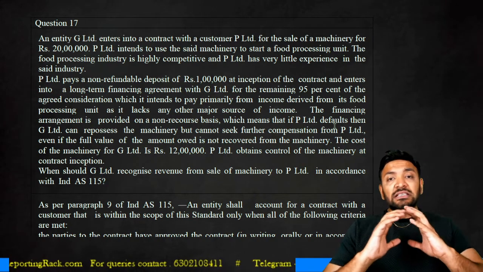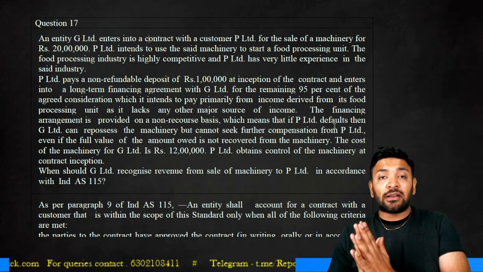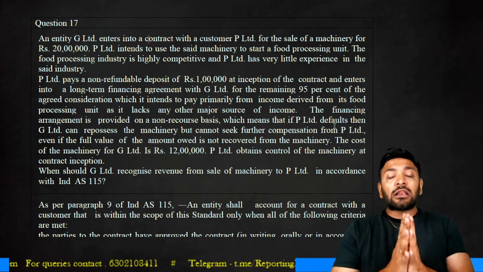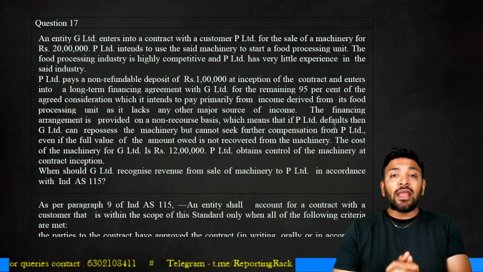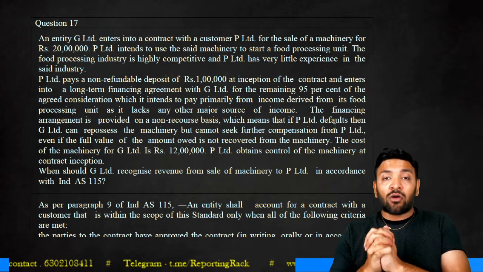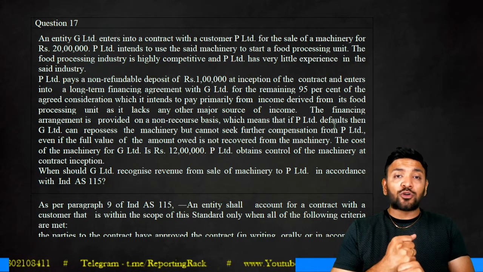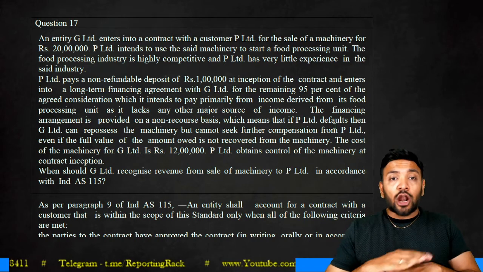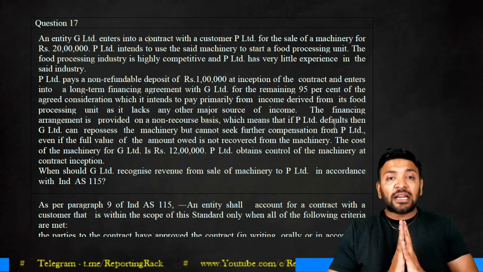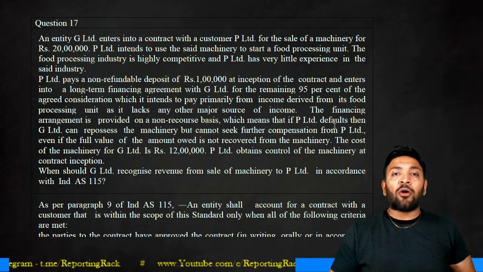So this gives us sufficient evidence that the contract is not meeting the definition or the ambit of IND-AS 115. Therefore, revenue cannot be recognized on the date on which the contract has been entered into, because the consideration supposed to be collected from the contract is not probable, even though P Limited has an intention to pay, but they still lack the ability to pay the amount.